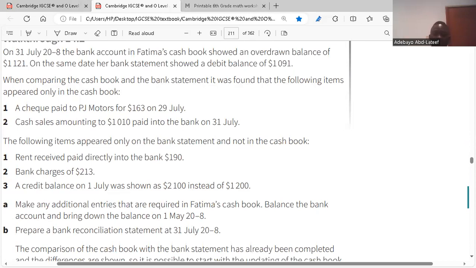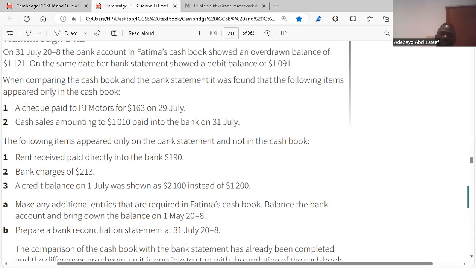So there are reasons for that. One, a check paid to PJ Motors means we are talking about an unpresented check. An unpresented check would not reflect in your bank statement as at that time because the check is not yet presented to the bank. PJ Motors has not presented the check to Fatima's bank. And the second reason, for the cash sales amount, might be that the amount is not yet credited by the bank. Do you get it? So these are the reasons why there are differences between the bank statement and the cash book.